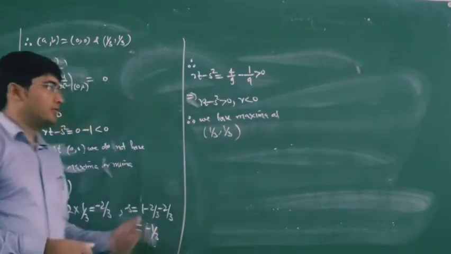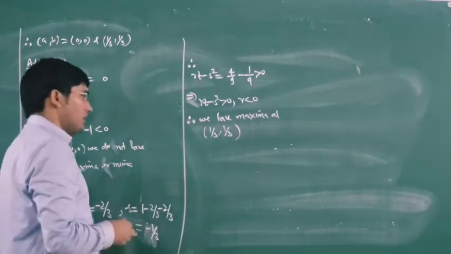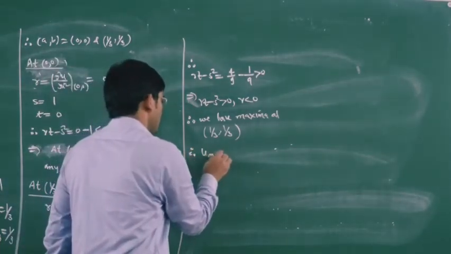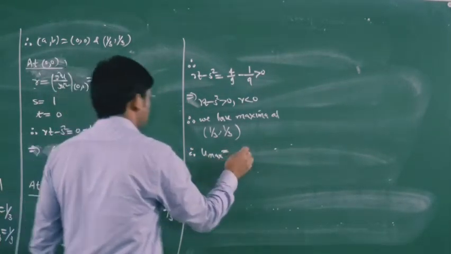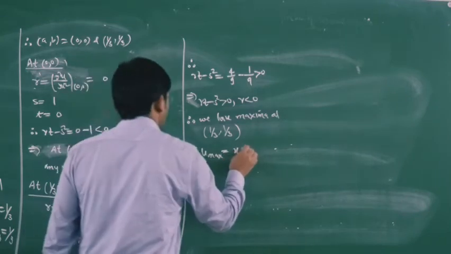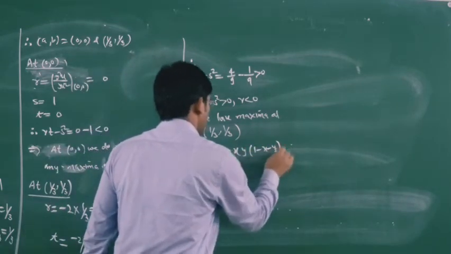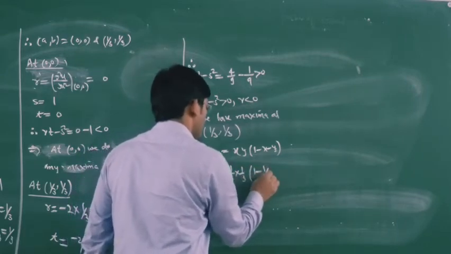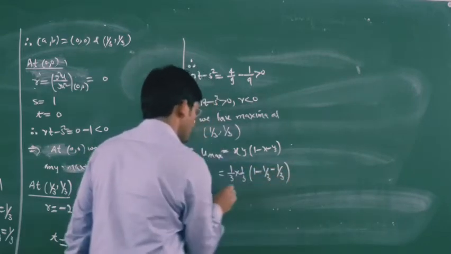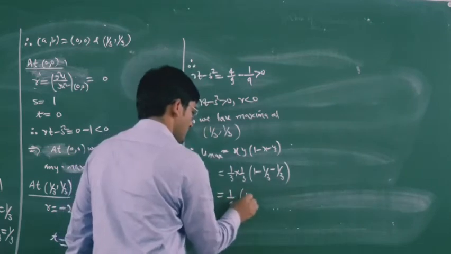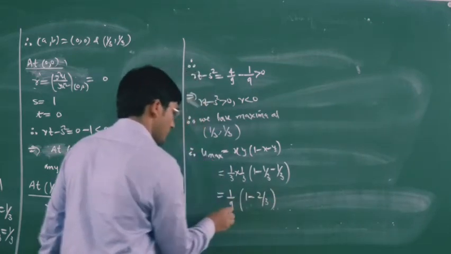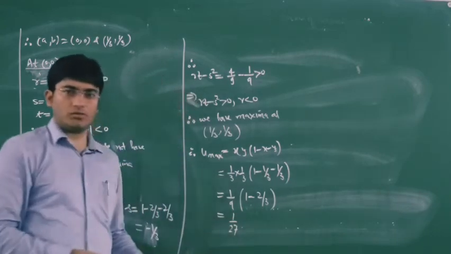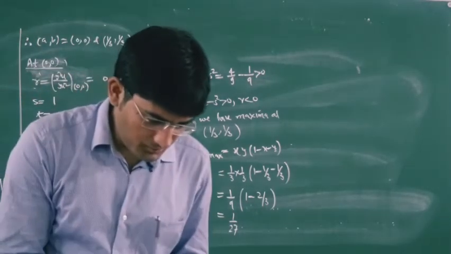So we will have a maxima at this point, and if you want to calculate the value, therefore our U maximum will be x into y into 1 minus x minus y. So the maximum value is 1 by 3 into 1 by 3 into 1 minus 1 by 3 minus 1 by 3. So this is equal to 1 by 9. Now this will be 1 minus 2 by 3, and this is again 1 by 3. So your maximum value is 1 by 27. So this is the solution of this problem.